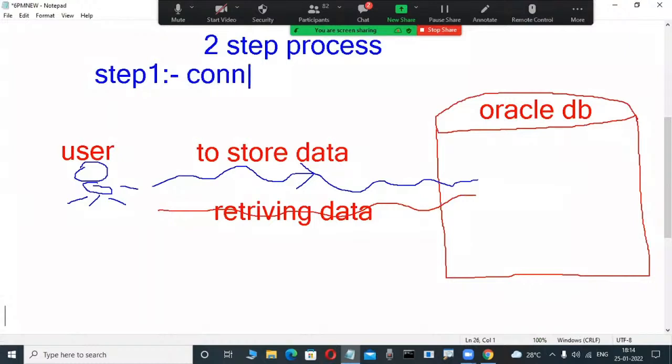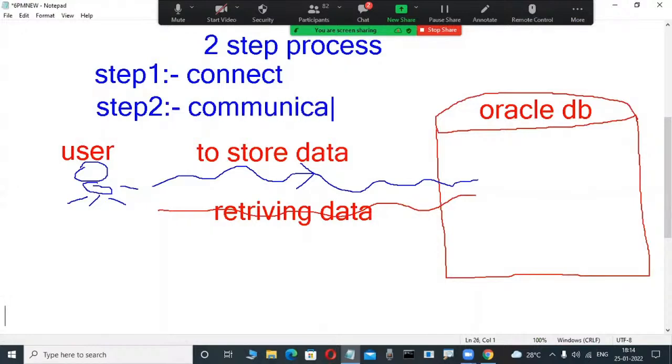First, the user connects to the database. Then, once the user is connected to the database, only then can the user communicate with the database. But how are these users connected to the database? Some tools are there, query tools. One example tool is SQL Plus. SQL Plus is a command line interface tool. These are all things we are learning in the coming days.